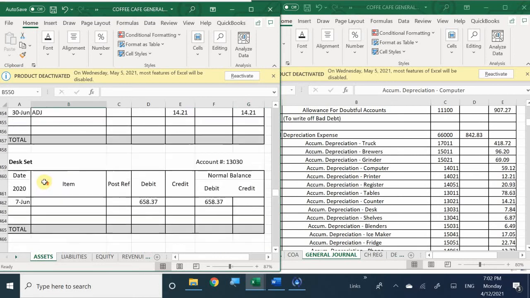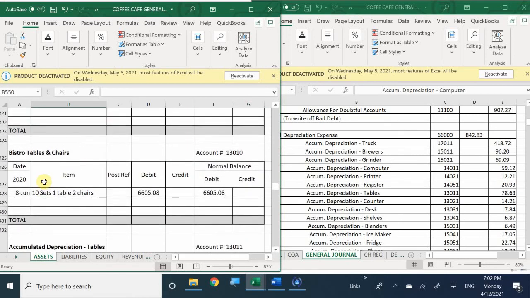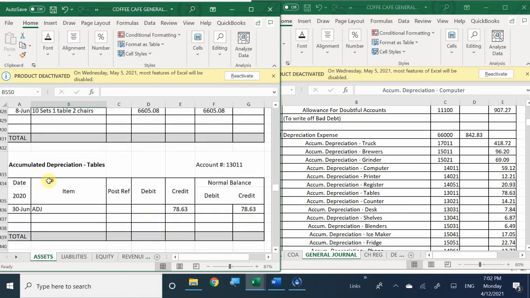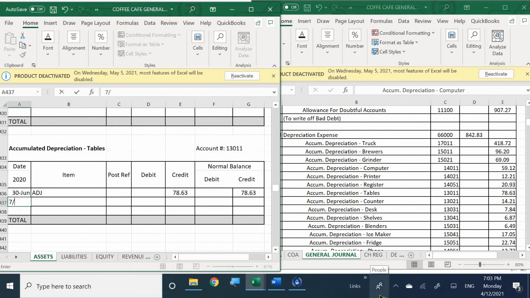Next we have our furniture. So let's go up to our tables. Here we are, accumulated depreciation for our tables. All right, once again, it's another adjustment. And we know for a fact this is straight line, so it's going to reflect the same exact numbers. So therefore, my account should be 157.26.